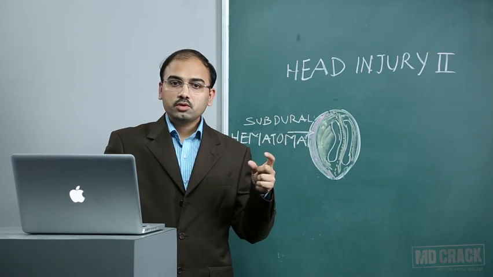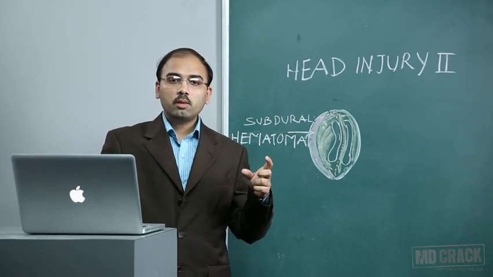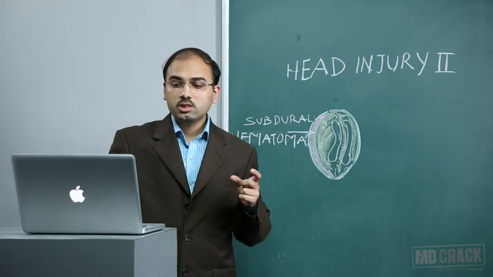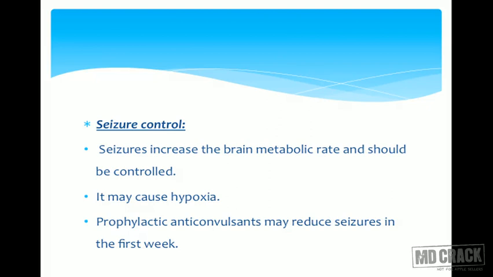So if you are asked which of the following electrolyte abnormalities are common, they are sodium abnormalities due to diabetes insipidus and SIADH. Next, you can control the seizures. The seizures increase the brain metabolic rate and should be controlled. They may also cause secondary events due to hypoxia. So prophylactic anticonvulsants may reduce seizures in the first week.